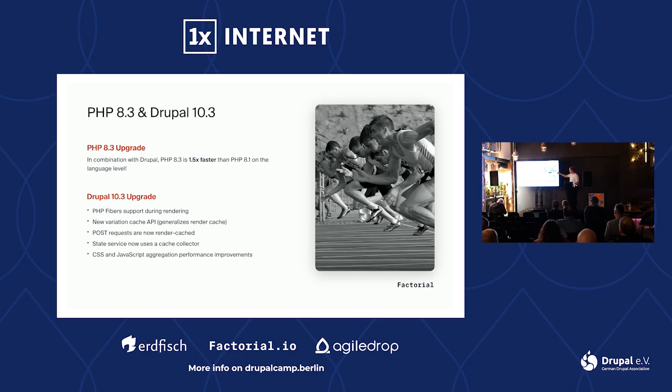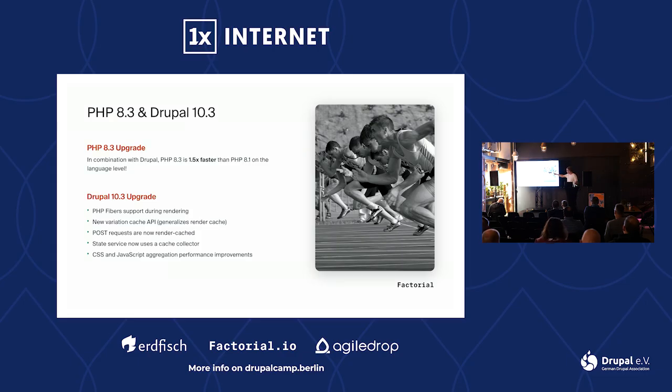So, for example, in combination with Drupal, PHP 8.3 is 1.5 times faster than PHP 8.1 on the language level. Of course, it still depends on the application that's on top, but you can pull out the statistics and just show it to the client. Hey, if we do this, we get all the upstream benefits just from PHP, and your website will feel snappier naturally. Right? The same for a Drupal 10.3 upgrade.